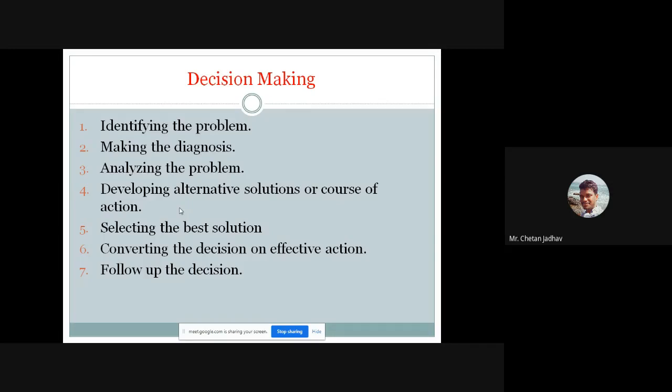The third thing is analyzing the problems, and then I will move group-wise and give a separate solution for each and every problem. Next, developing alternative solutions or courses of action. Wherever possible, I will provide an alternative solution for your particular problem. Second, I will take corrective action for that student. For corrective action, I will send a letter, which we can call a reminder letter for attending the lecture. This is one type of action, and there are different types of actions. So we will take corrective action and try to minimize the number of students not attending.